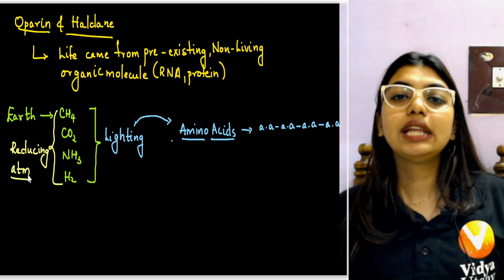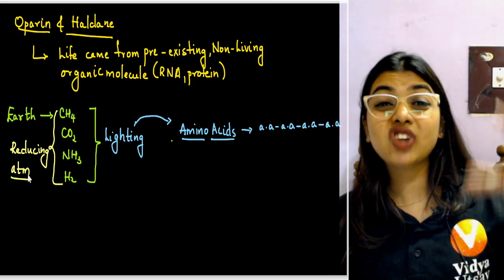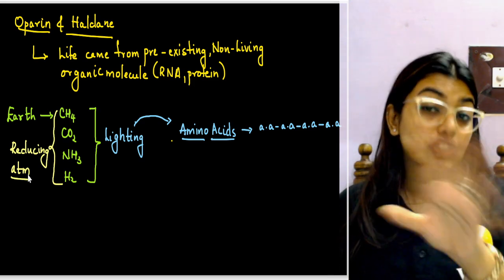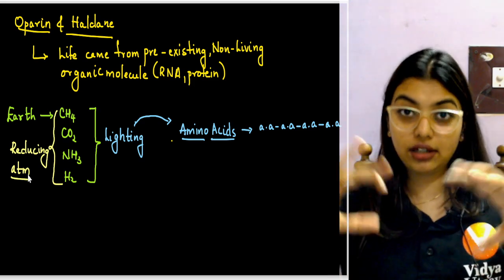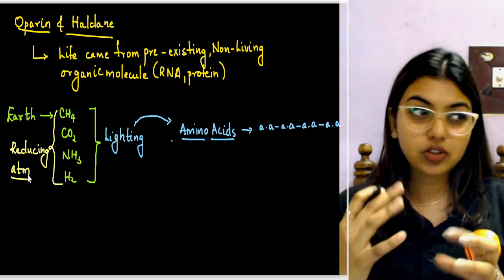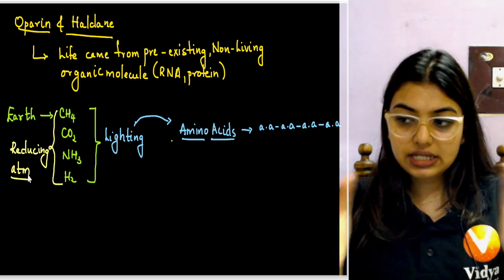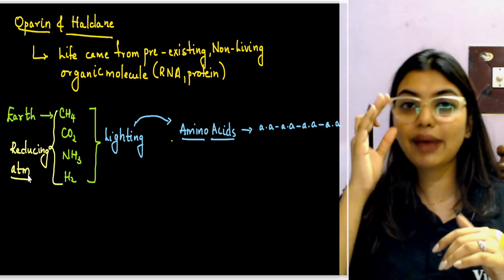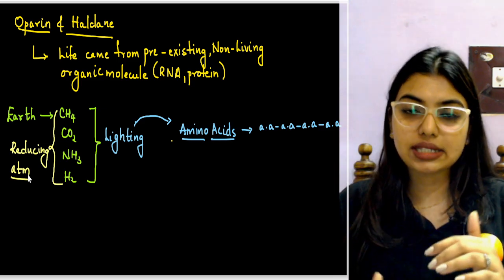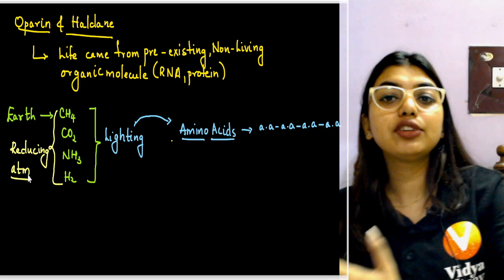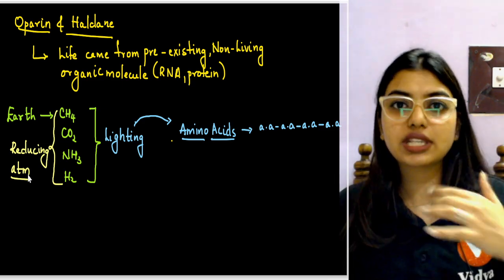This reducing atmosphere, when struck with lightning, naturally, they're telling that Earth had very severe temperatures and all of that. When these gases were hit by lightning, they formed amino acids, and these amino acids combined to form protein. So that thought process came.